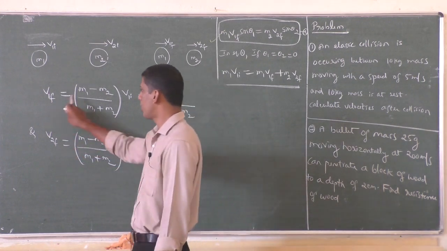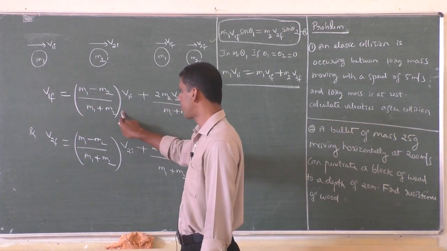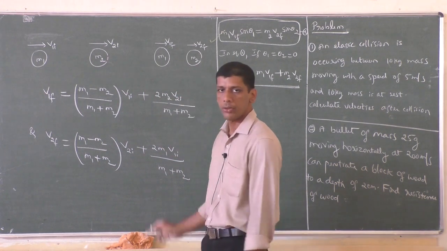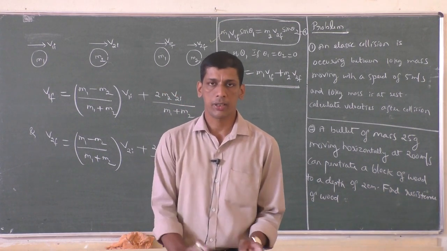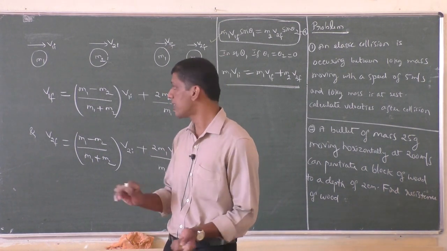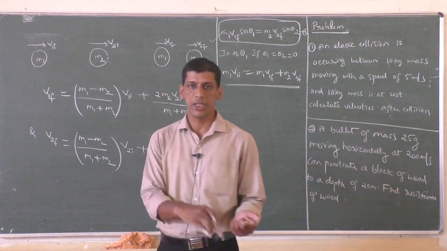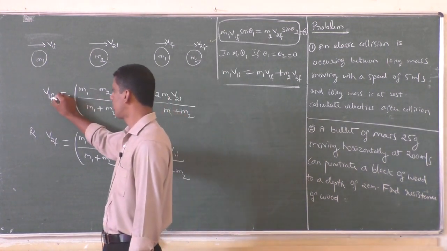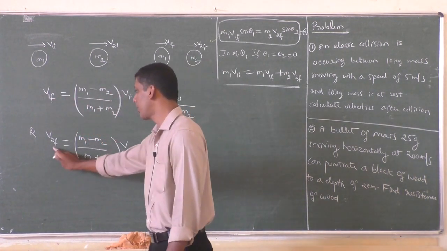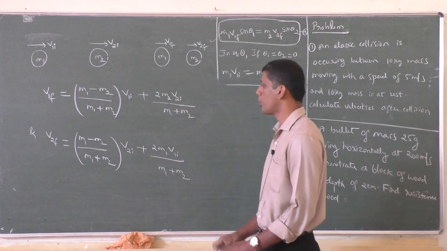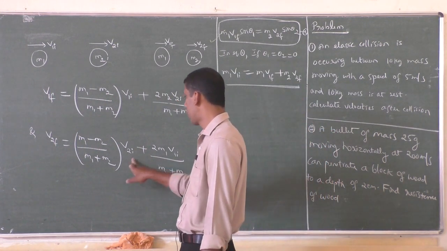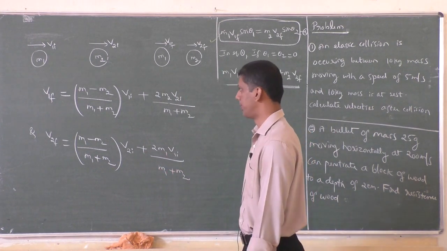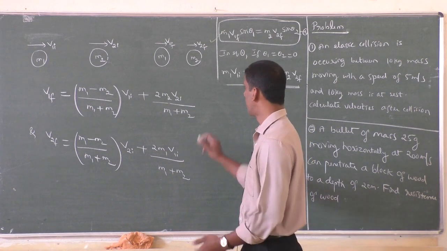So v1f is given by m1 minus m2 by m1 plus m2 into v1i plus 2 times m2 v2i by m1 plus m2. In the previous class we took the derivation with the second body at rest. If we carry out this derivation in the same way, we obtain the final equation. So v1f is given by this one, and the second formula v2f is equal to m1 minus m2 by m1 plus m2 into v2i plus 2 times m1 v1i by m1 plus m2. So this formula will hold good. We have to remember both equations.